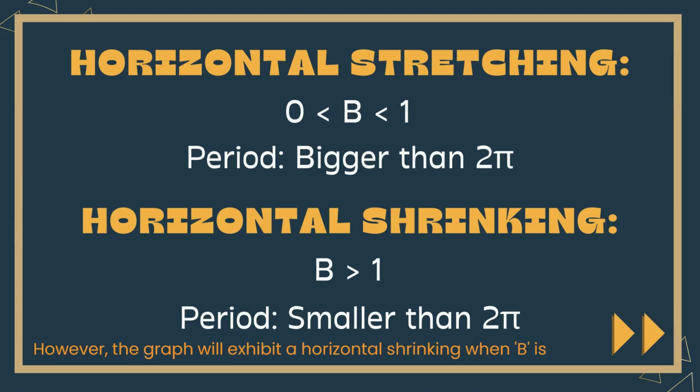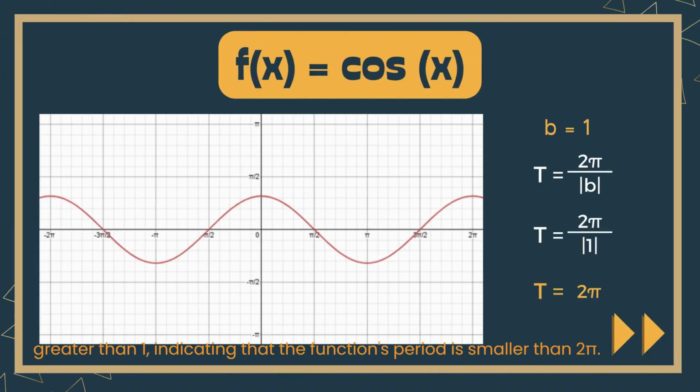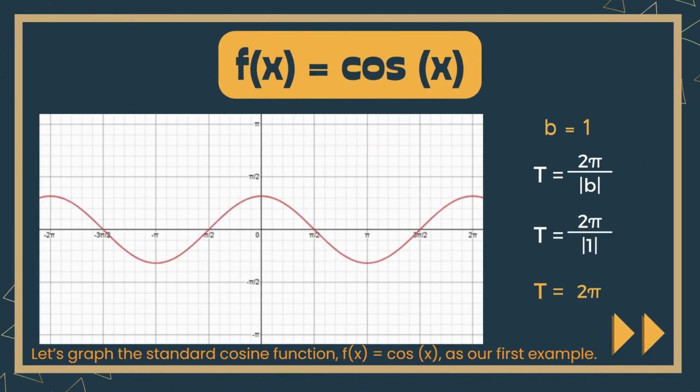However, the graph will exhibit a horizontal shrinking when b is greater than 1, indicating that the function's period is smaller than 2 pi. Let's graph the standard cosine function f of x equals cosine x as our first example. The value of b in this equation is 1, resulting in a period of 2 pi when evaluated in the given period formula. This suggests that there is one cycle seen in 0 to 2 pi intervals in both directions, as seen in the graph.